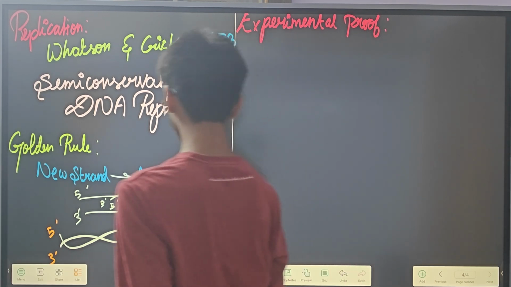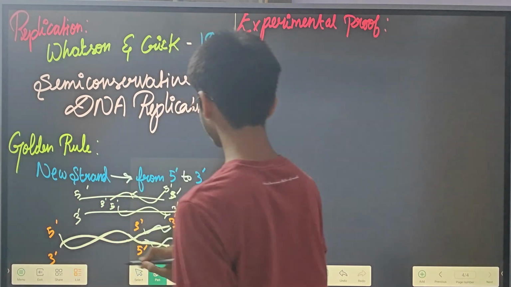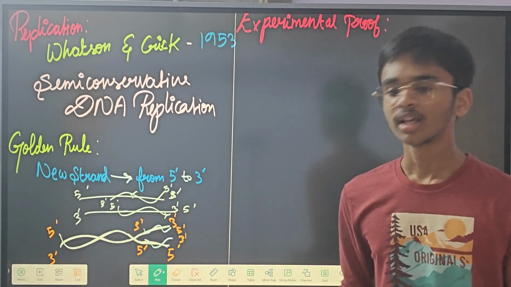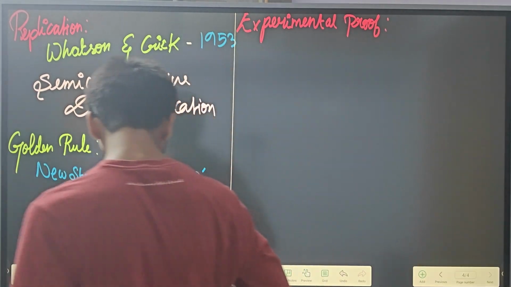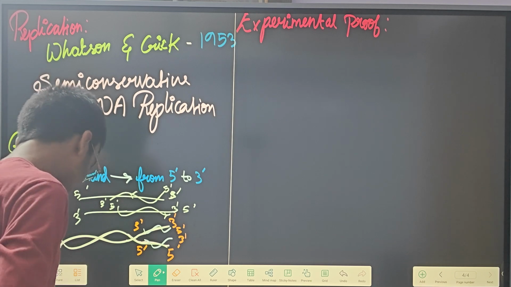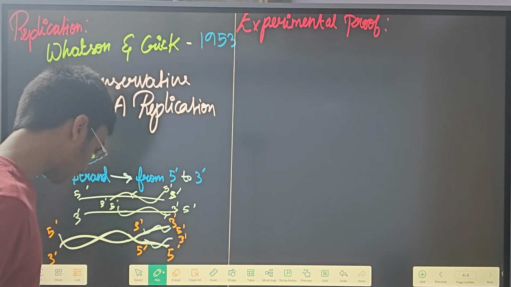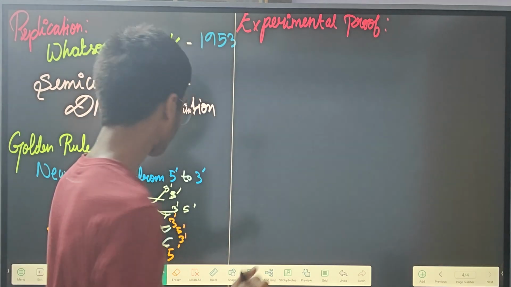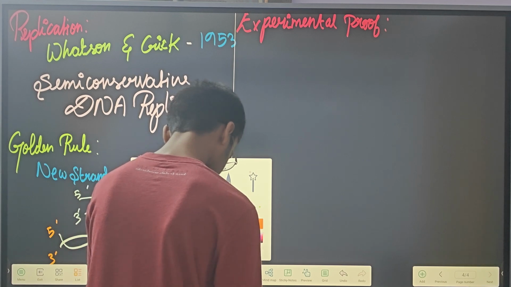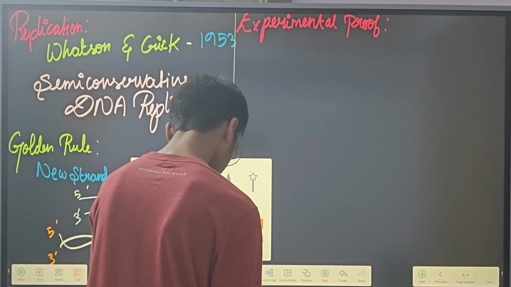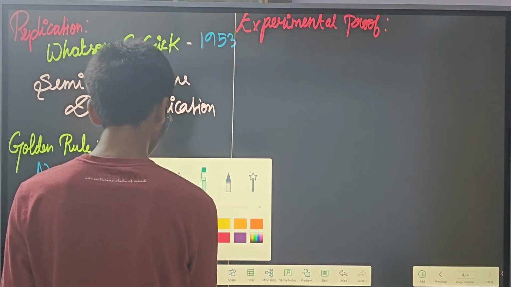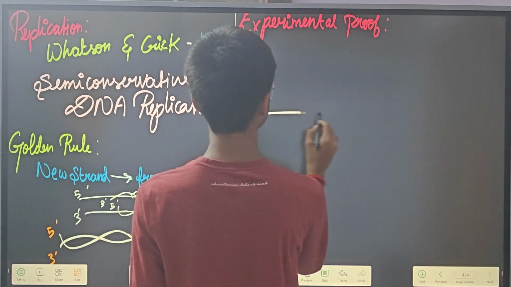So what is that experimental proof? This was actually found by the same two persons only. Those two persons did that experiment, and then they figured it out. So first of all, what they did is they considered a vessel.